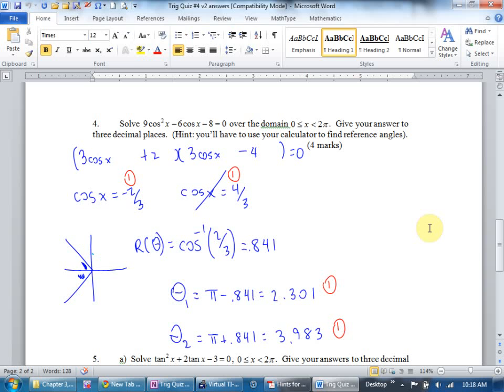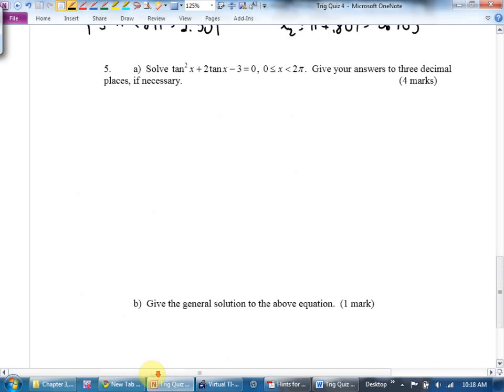The last one. Again, for this one, I'm looking at a squared plus 2a minus 3 equals 0. I am also screaming in my brain, ugly cousin, ugly cousin, ugly cousin. Be aware, this is tangent. It misbehaves a little bit. Specifically, for part B, when they want the general solution, what's the period of tangent? Yeah, I'll be adding multiples of pi.